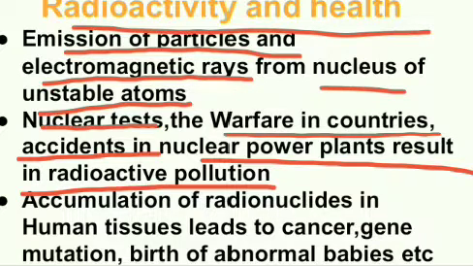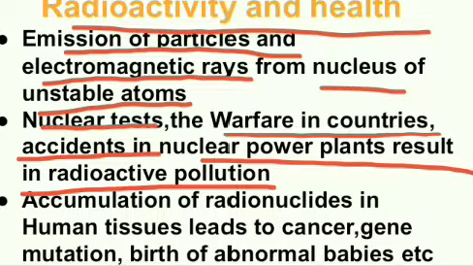Uranium-235, strontium-90, iodine-131, cesium-137 are major radio pollutants. Here 235, 90, 131 indicate the mass number, and mass number is nothing but the total number of protons and neutrons in a nucleus. So these are some of the major radio pollutants like uranium-235, strontium-90, iodine-131, cesium-137.